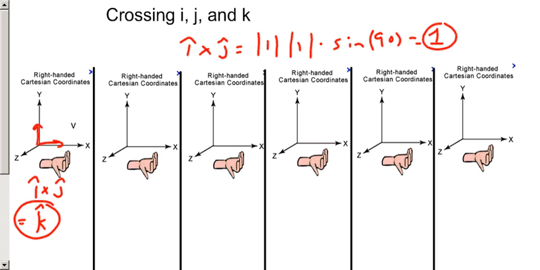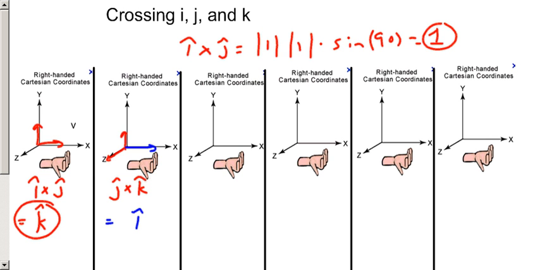What about J cross K? Well, put your hand in the J direction and curl it towards the Z direction. So have your fingers curling towards K, so in the Z direction. And what you get is a resultant vector coming out in the X direction. Or rather, we get the unit vector I back.